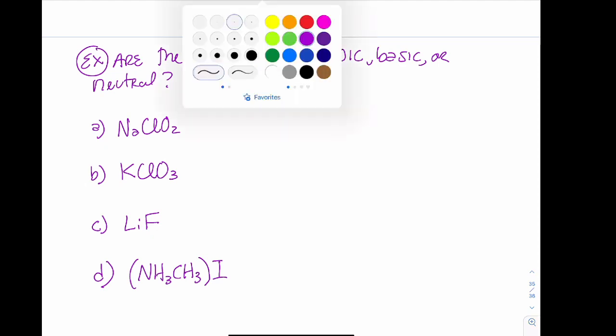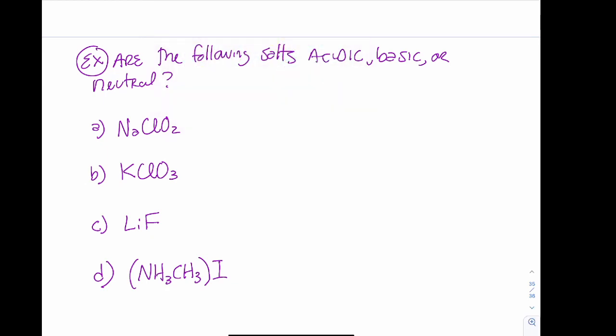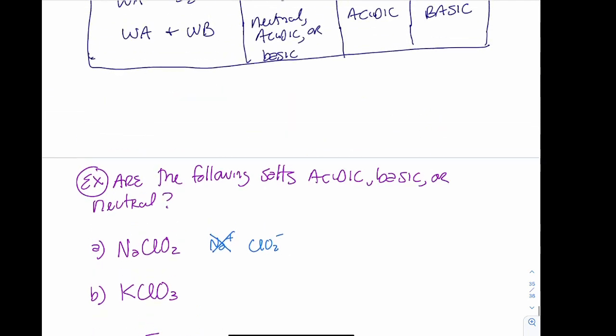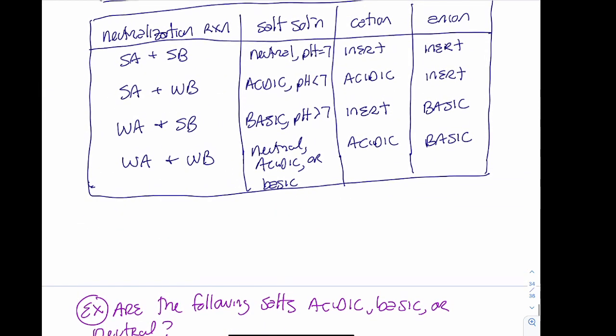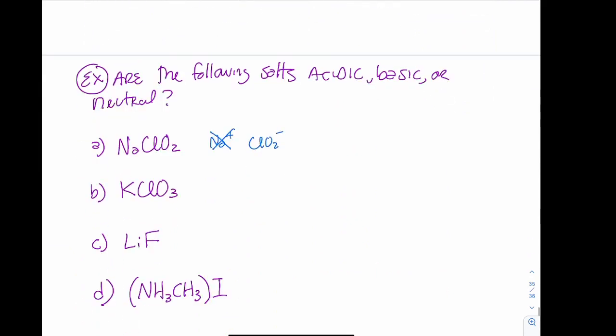Alrighty, so the way that I would approach them is to just look at the 2 pieces, right? So I have sodium. Sodium is one of my inert cations. We don't care about that. ClO2 minus is not the conjugate base of a strong acid, right? It's the conjugate of a weak acid, so it is actually going to be basic, right? If we go back up to our table, if it comes from a weak acid, my anion is going to be basic. So this is going to be a basic solution, right?